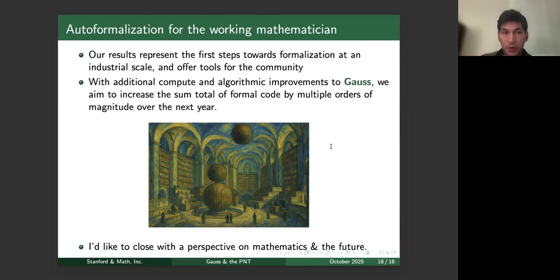We really view this result with the prime number theorem as the first step towards formalization at an industrial scale that people in the community can make use of, with tools. Similar to the way that now, if you pay $20, you can get GPT-5 or Claude or Gemini, something like this. And so with additional computation and algorithmic improvements to Gauss, we anticipate increasing the sum total of all compiling code in the library by orders of magnitude in a very short time frame.